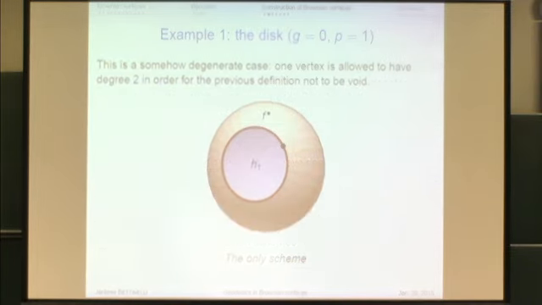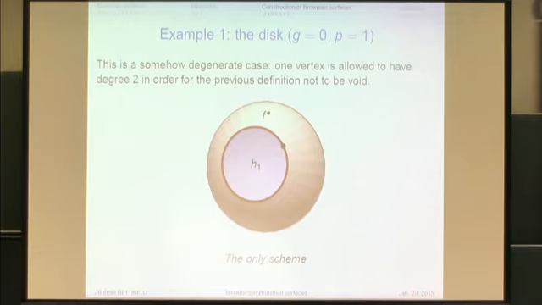Okay, so let's look at some examples of what a scheme is. Of course, this doesn't make any sense in the case of the sphere, where the encoding object is just a tree. You don't have to decompose it into simpler objects. So the first interesting example is the disk. But this is quite degenerate because if you just look at the previous definition, it's empty. So you have to allow one vertex to be of degree 2. And so this is the only possible scheme. You just have one loop.